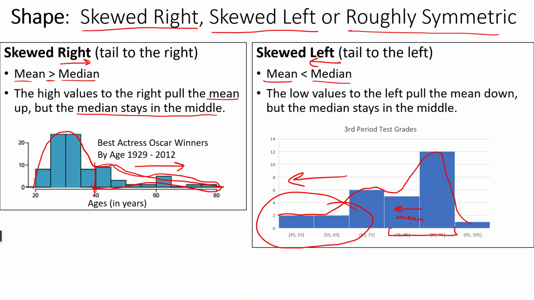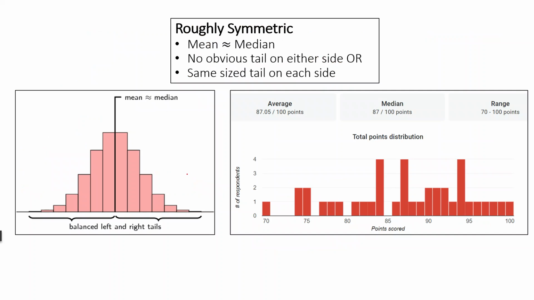And we're just telling this by the shape of the graph. So we're just looking for where's this extra little tail. If it's on the left, the mean's being pulled down to the smaller numbers. If it's on the right, the mean's being pulled up towards the bigger numbers.